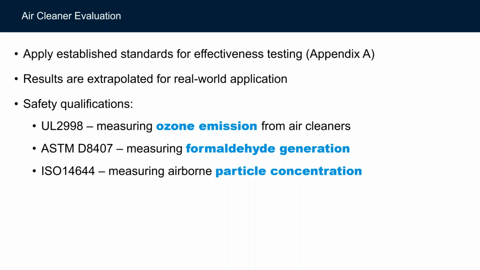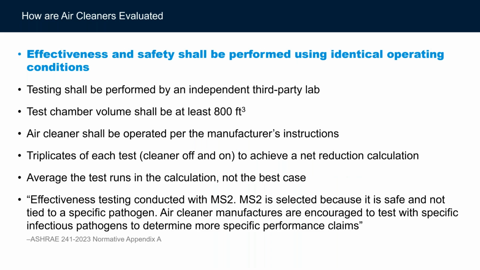And what are the 3 safety parameters? One of them is known as UL 2998, and that's measuring the ozone emission from that air cleaner. The second one is ASTM D8407, and that's measuring any formaldehyde generation that's coming from that air cleaner. And then the third one is an ISO classification known as 14644, and that measures any particulate concentration that's being added into the space.